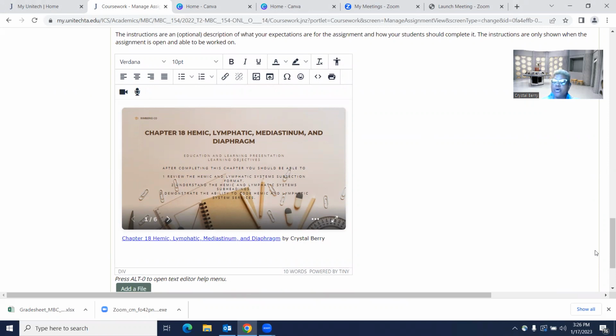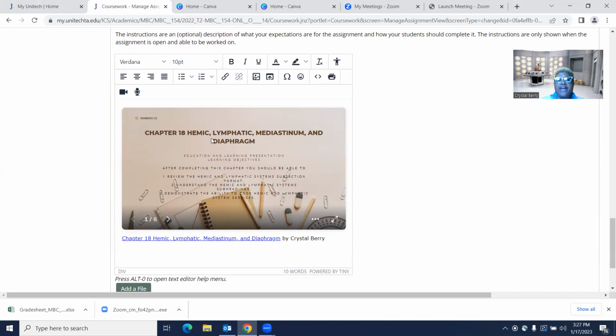The objectives that you will cover for these few days are: number one, review the hemic and lymphatic system subsection format, understand the hemic and lymphatic system subheadings, and demonstrate the ability to code hemic and lymphatic system services. So please, when you review your assignment, look at the objectives. I have it in a PowerPoint slide for you to review, posted in the lesson.